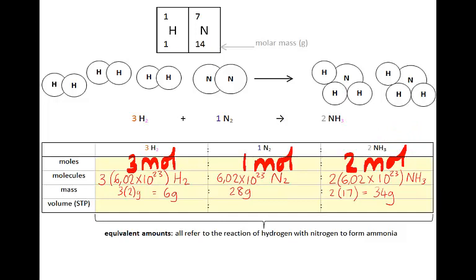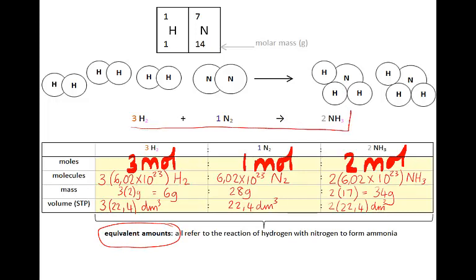So let's now write the volume ratio at STP. 3 moles of hydrogen, what is their volume? 3 times 22,4 decimeters cubed. 1 mole of nitrogen at STP has a volume of 22,4 decimeters cubed. 2 moles of ammonia at STP have a volume of 2 times 22,4 decimeters cubed. So now there we have our equivalent amounts. All of these refer to the reaction of hydrogen with nitrogen to form ammonia.